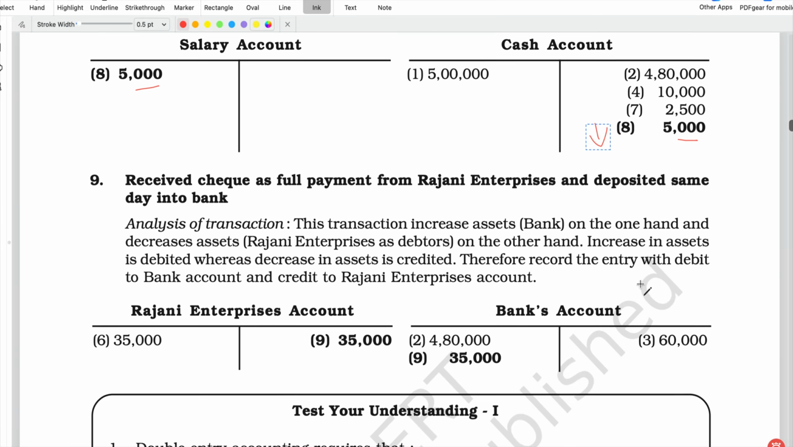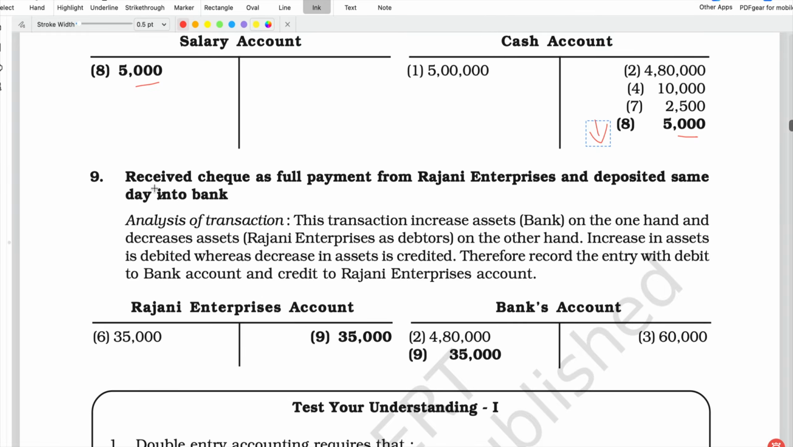Next transaction is the last one. Received check as full payment from Ranjini Enterprises and deposited the same day into bank account. Now Ranjini Enterprises has paid us. Okay, so initially remember we had a debit balance, so it is an income. Now money is coming in, so any income has to be credited.